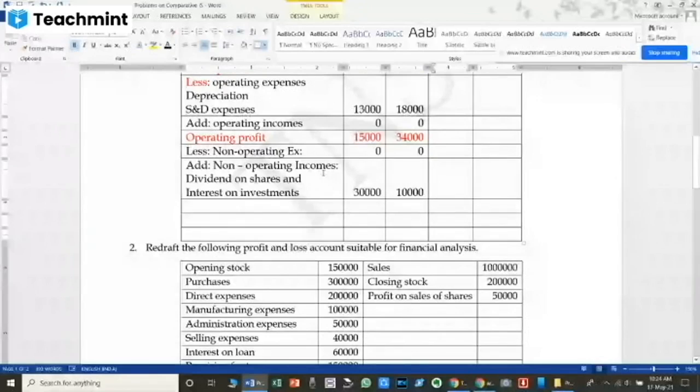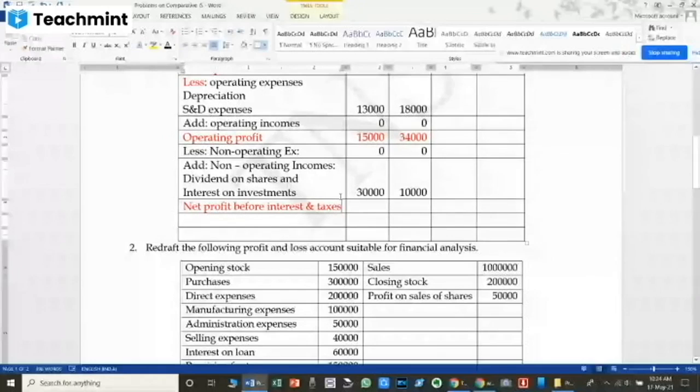So after adjusting these non-operating expenses and non-operating incomes, what are we going to get? It has to be called net profit before interest and taxes. So that is 15,000 minus 30,000. Here, operating expenses are not plus, it is 0, so we have to add. So 30 + 15 is equal to 45,000. 34 + 10 is equal to 44,000. Correct? We don't have any non-operating expenses here.